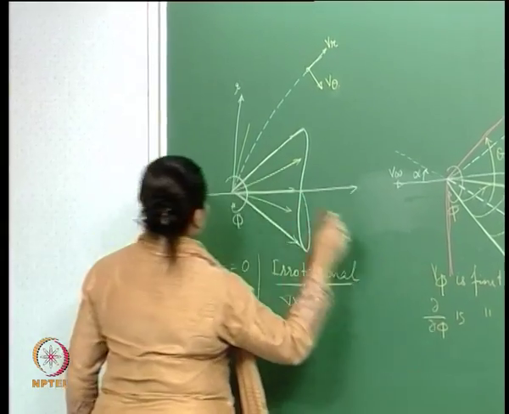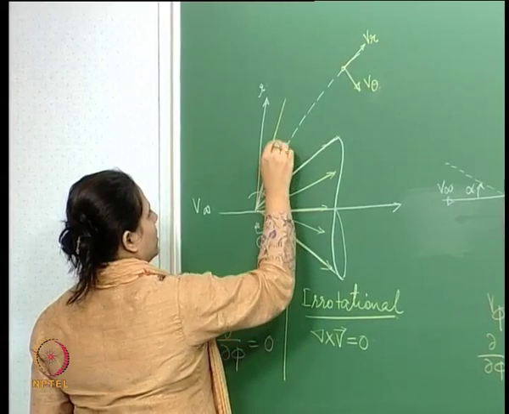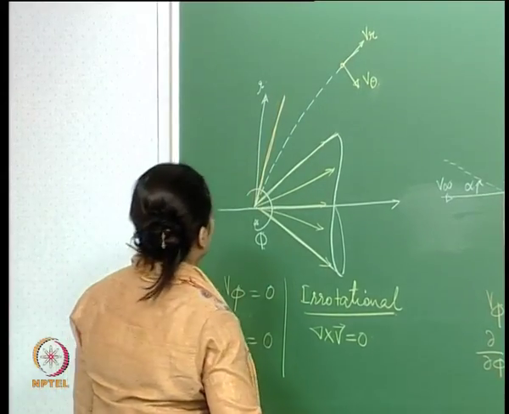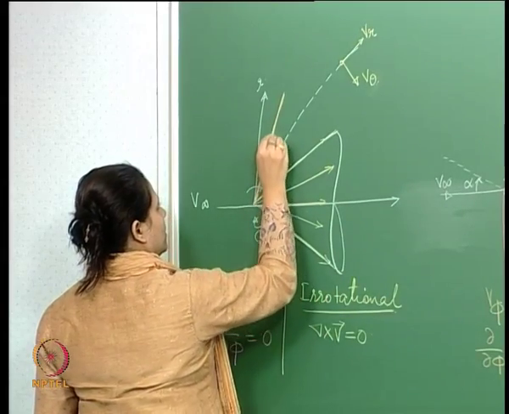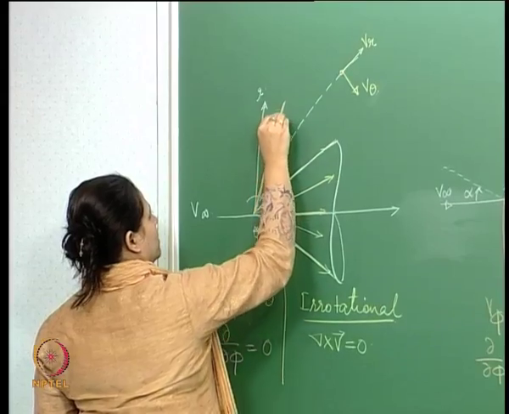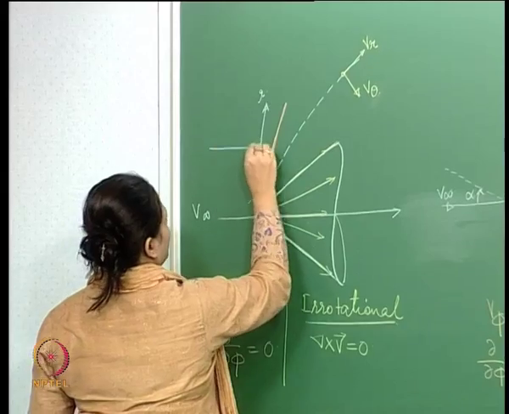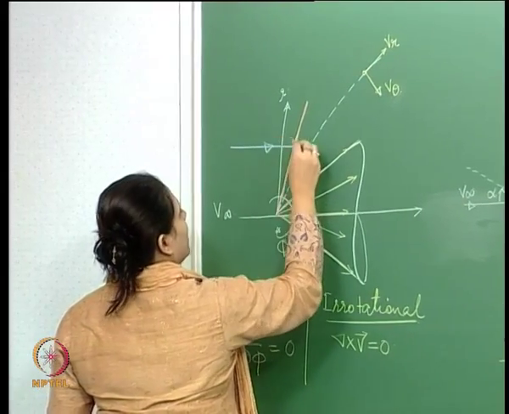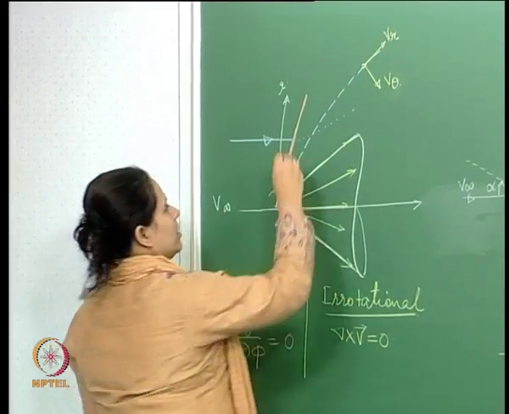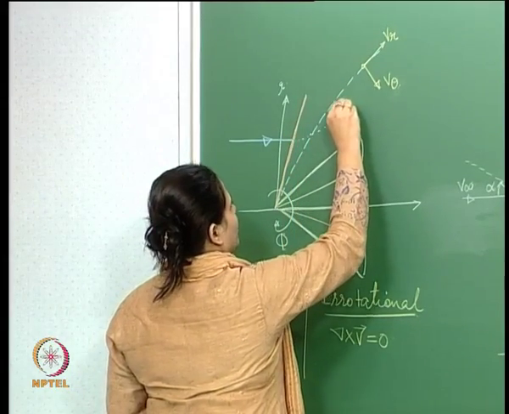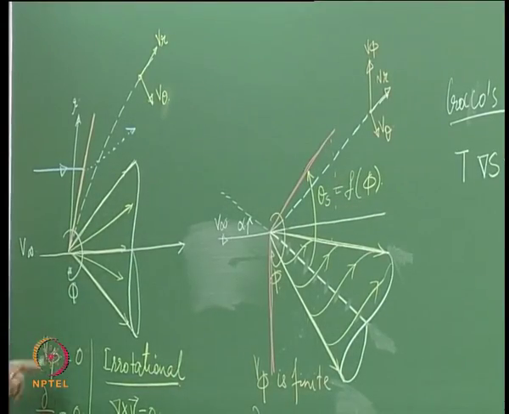In this particular case, okay, so this is my shock, this is my shock wave. And I have a streamline which is say coming here. Now, as this moves within the shock wave, there is no change in the phi direction.